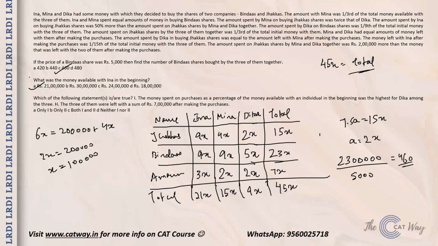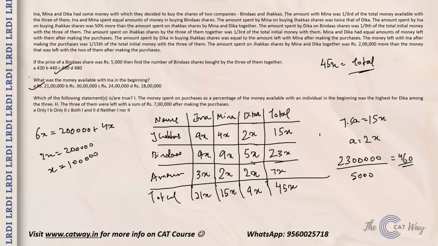By Meena it is 13x of 15x, so definitely it's a bit more, roughly around 86.66%. Then for Dika, it is 7x divided by 9x, which would take you to only 77%. So the first statement is false.